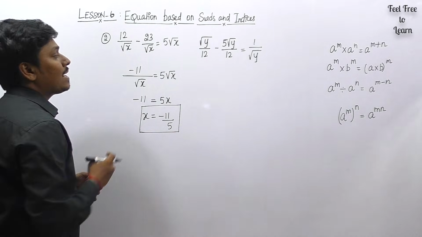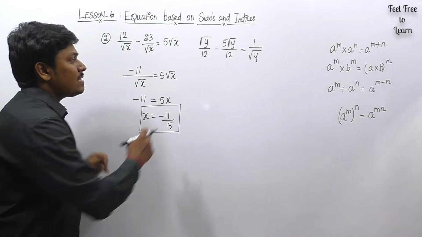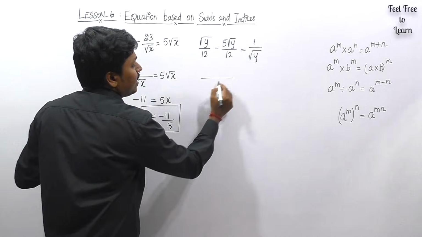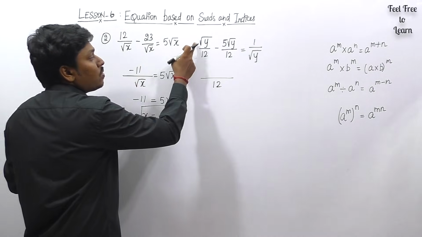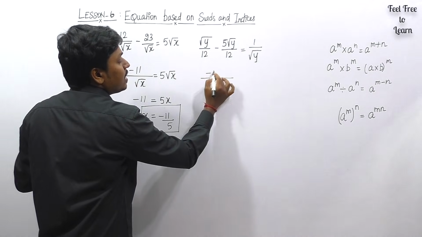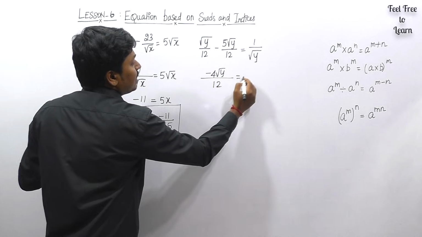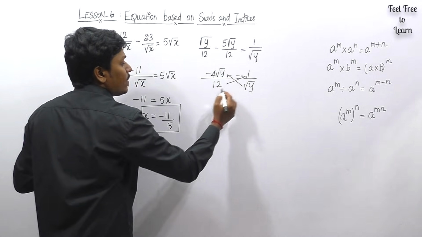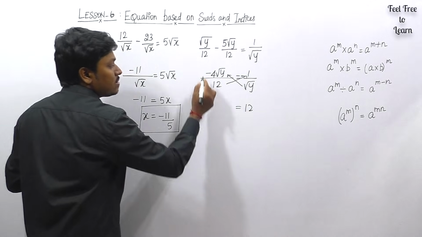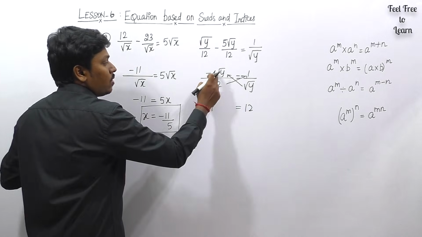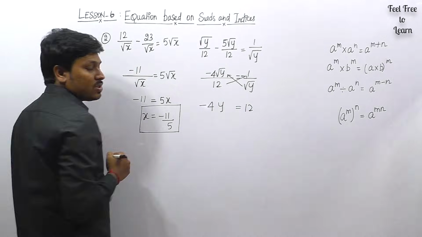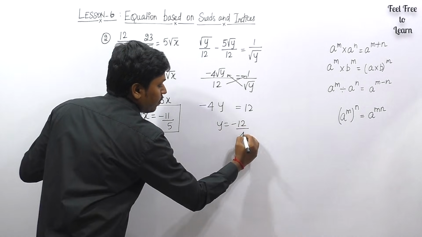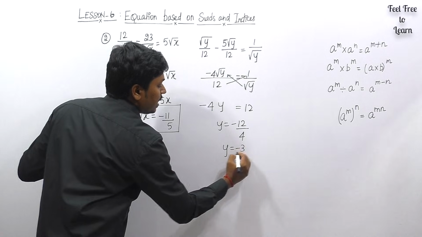So let me move on to the second expression, that is the y term. So friends, here similarly both the denominators are same. So let me take LCM as 12. So when you take LCM as 12, root y minus 5 root y can be written as minus 4 root y divided by 1 divided by root y. Just cross multiply this, right? So 12 into 1 will be 12 is equal to minus 4, root y into root y will be y. So minus 4y is equal to 12. So y is equal to minus 12 by 4. So finally y is equal to minus 3.